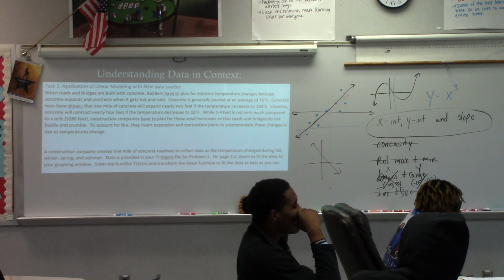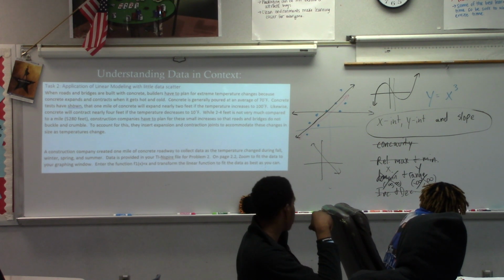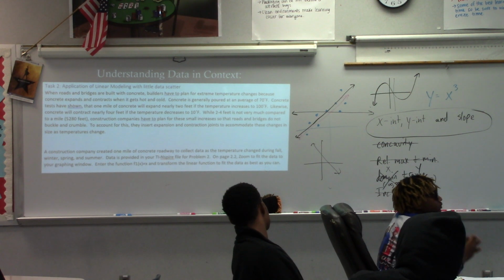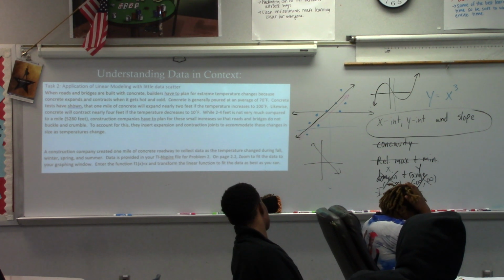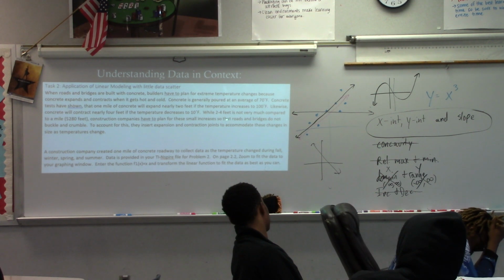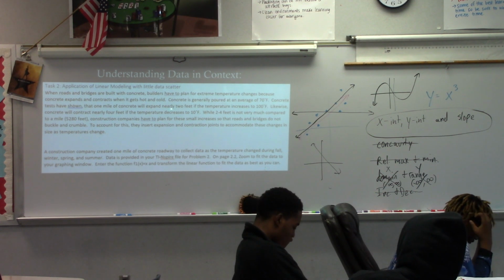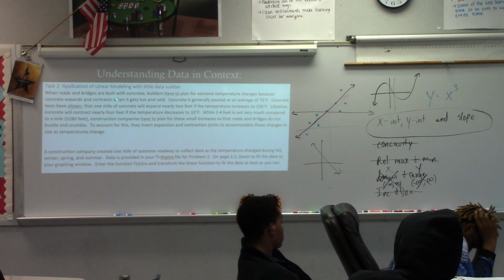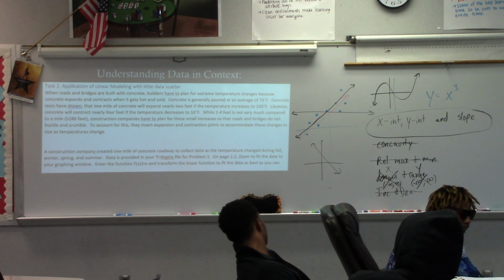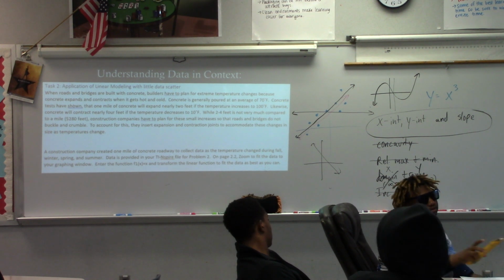So what we're about to look at is some real world data where a construction company created 1 mile of concrete roadway to collect data as the temperature changed during fall, winter, and spring. So I will point out the expansion and contraction is over, I think it was a mile. Yeah, 1 mile of concrete expands this much. And so follow the directions on page 2.2. So you need to go to page 2.2 on the calculator.